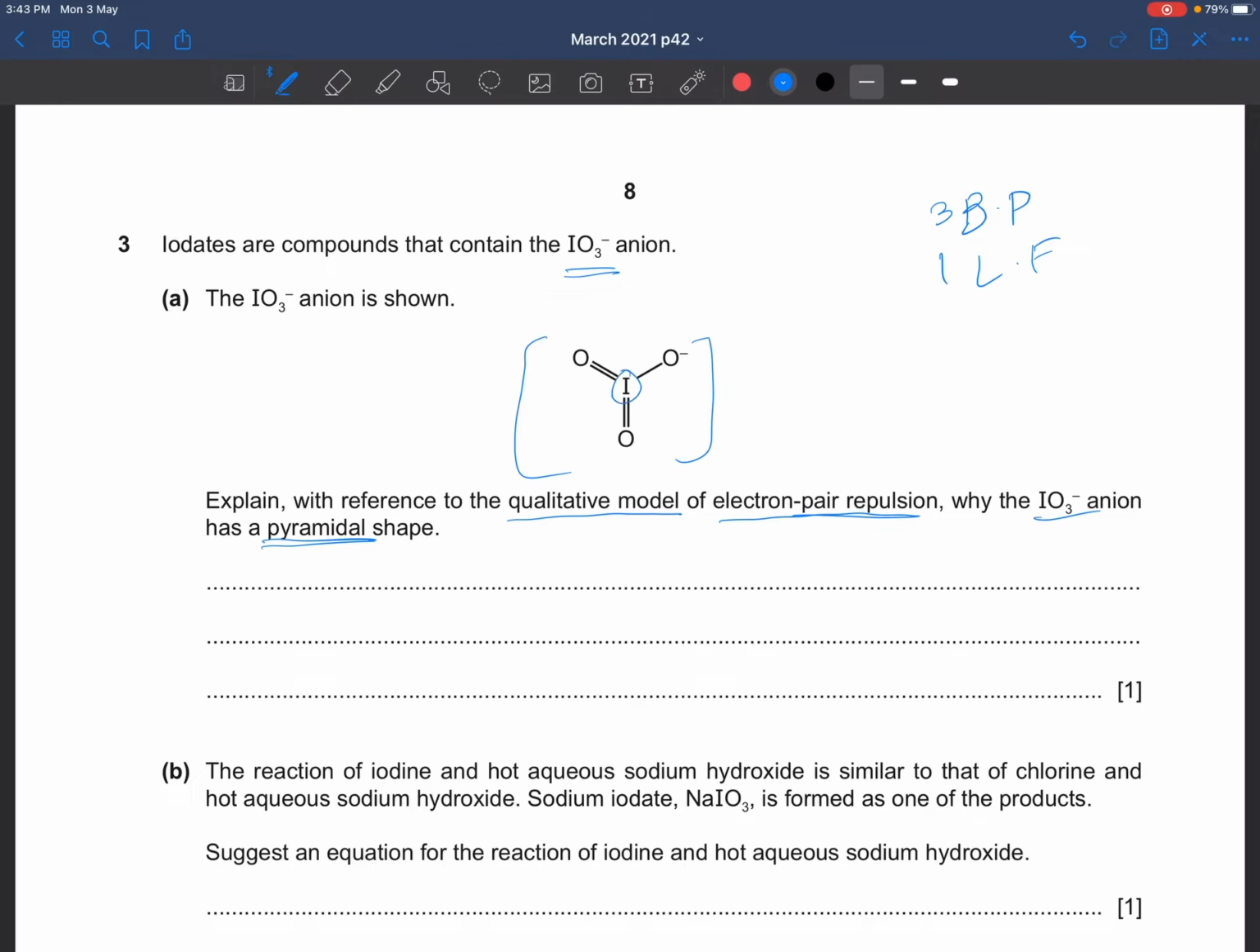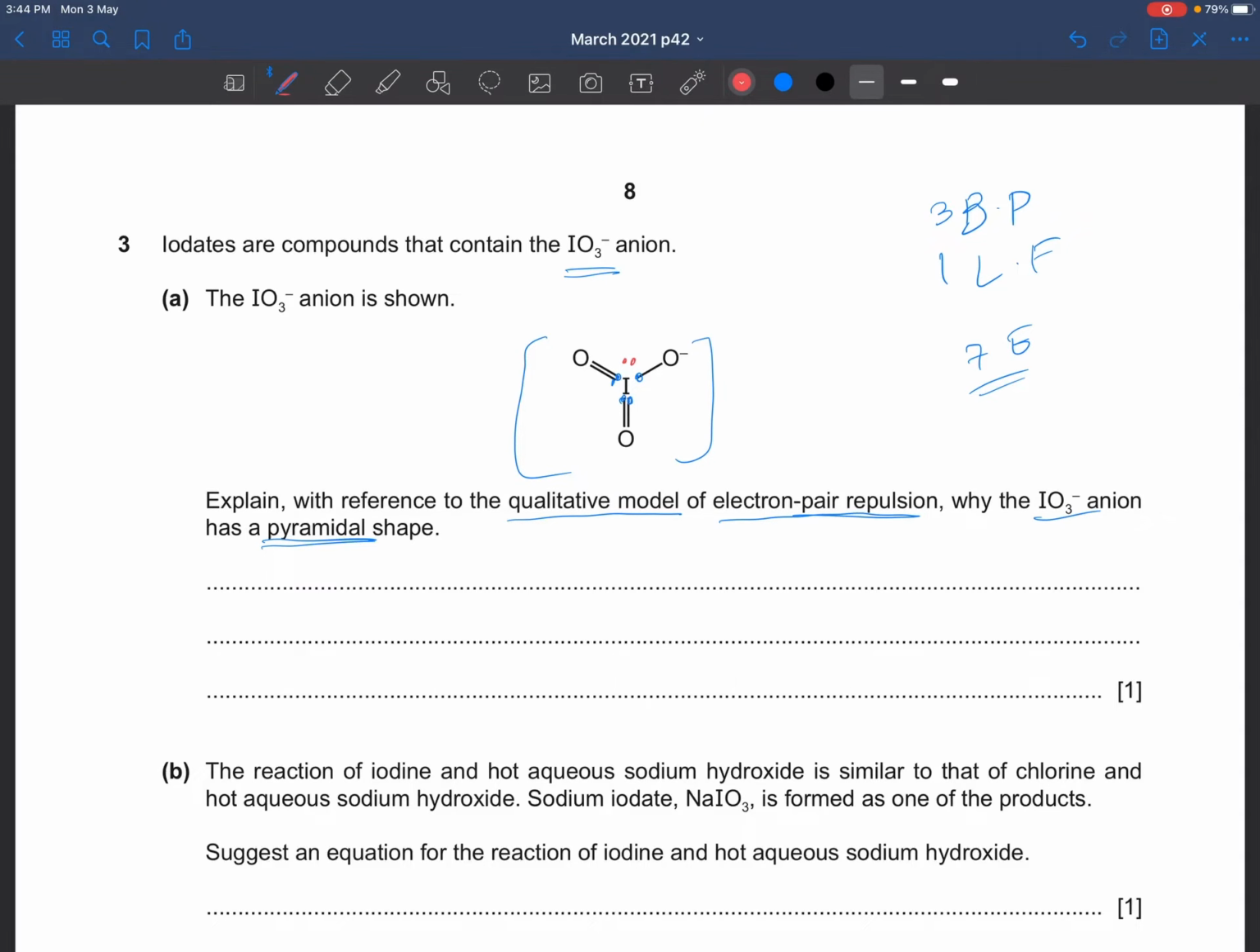Now, iodine belongs to group 7. That means it must have 7 electrons in its outermost shell, right? So let's count the electrons here: 1, 2, 3, 4, 5. That means it has 2 extra electrons as a pair.